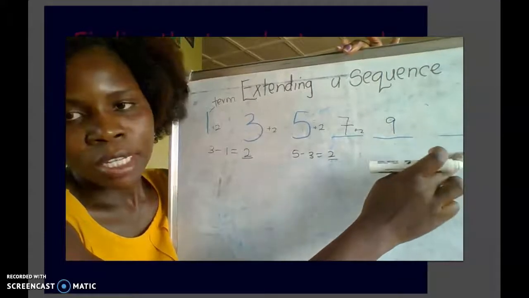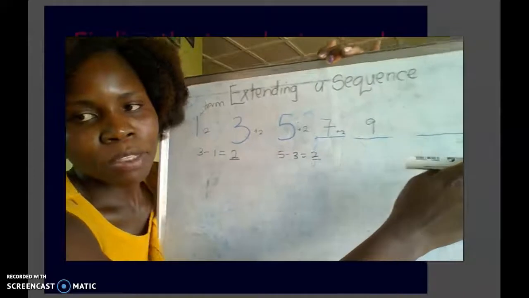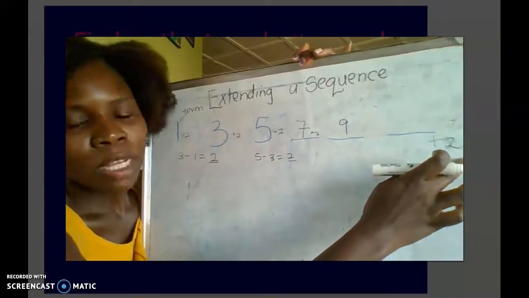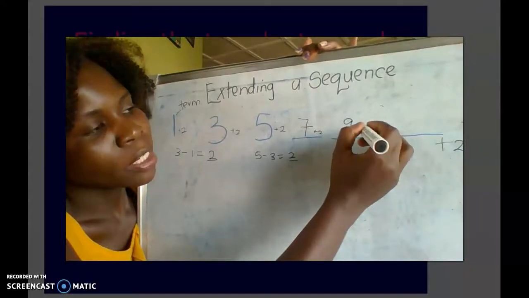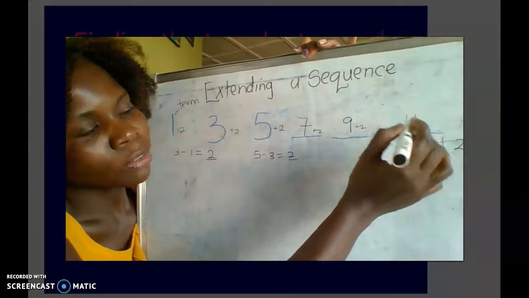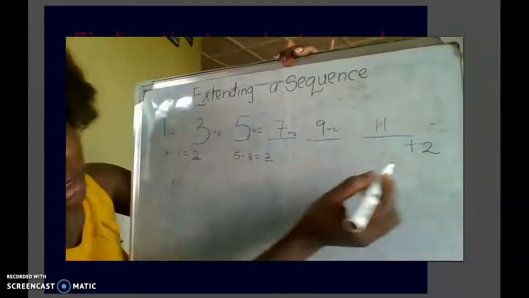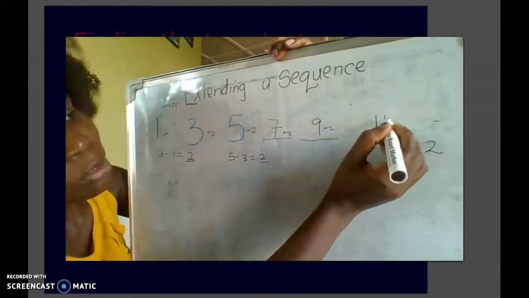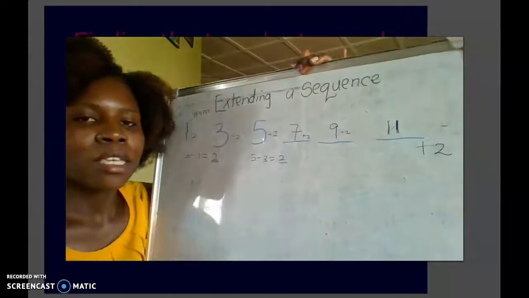What do you think is the next number in the sequence, by using the term rule as plus 2? By using the term rule as plus 2, we'll find that the next number in the sequence, 9 plus 2, is going to be 11. And that one forms our, we are extending this sequence.